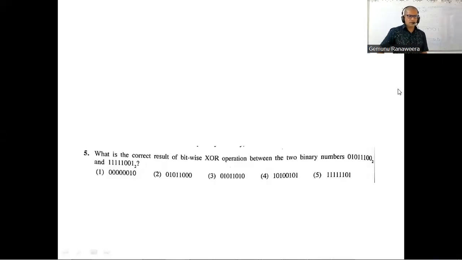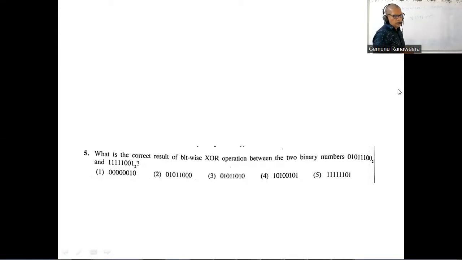You can see the question asks for the correct result of the exclusive OR operation with two given bit streams. We will just write them on the board. You may be able to generate the answer by now. The first bit stream is 0, 1, 0, 1, 1, 1, 1, 0, 0.